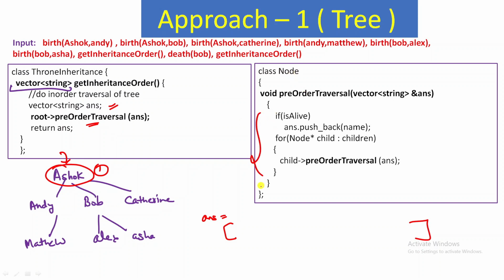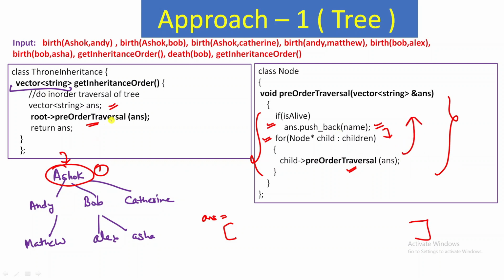Here I am saying if the node is alive, if the person is alive, then I am taking that person, and then I am iterating the children in the pre-order traversal. If the person in the node is not alive, then I am skipping it, but I will be continuing with the children of that node. So this is the typical pre-order traversal in the recursive manner.